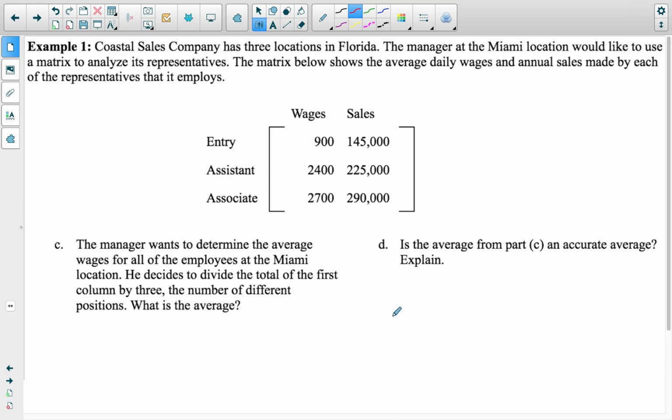All right, part C, the manager wants to determine the average wages for all of the employees at the Miami location. He decides to divide the total of the first column, so this total that was 6,000, by 3, the number of different positions. What is the average? If we take 6,000 divided by 3, we get 2,000.